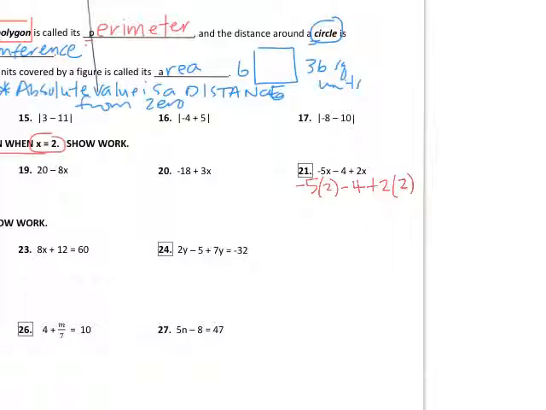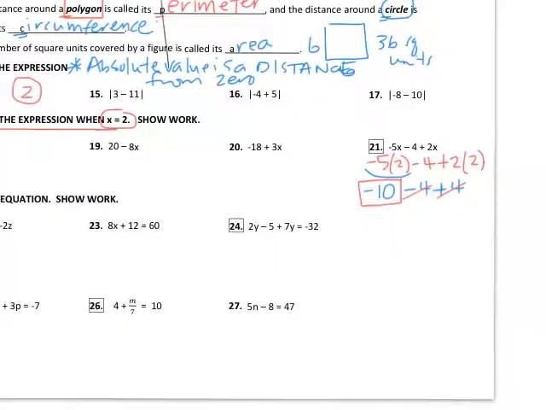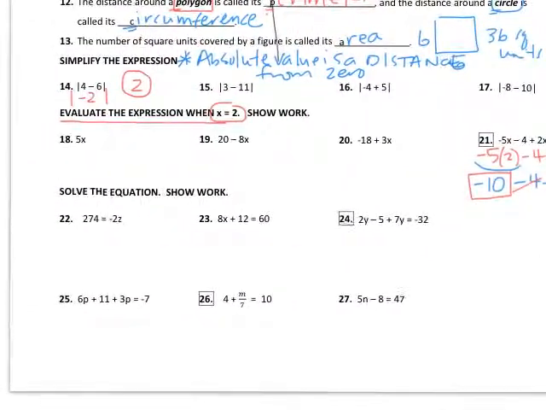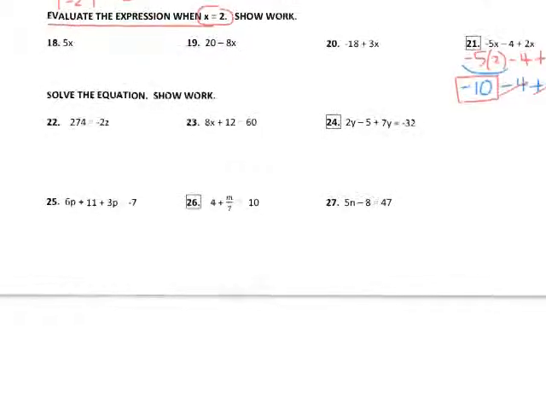Remember that the order of operations says we have to work left to right. So left to right, this here is going to end up being negative 10. We have a negative 4, and then 2 times 2 is positive 4. And you probably already noticed here that we have a negative 4 and a positive 4. Those are going to cancel, and that leaves us just with negative 10. So for all of these problems, numbers 18 through 21, you're going to be substituting the number 2 in for x. So you're going to be completing the problems that I have not completed here.